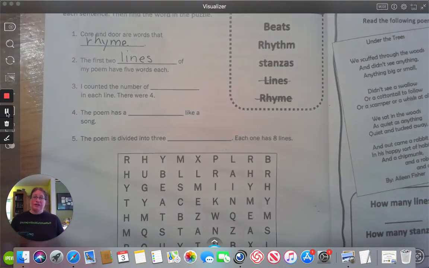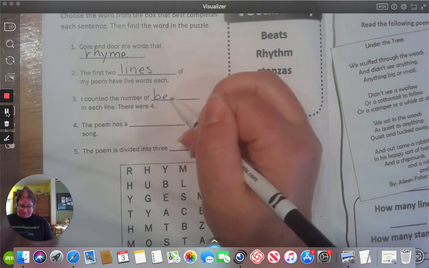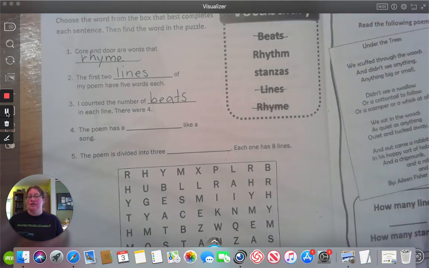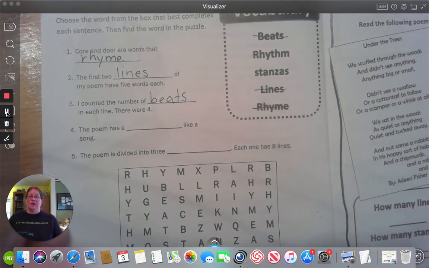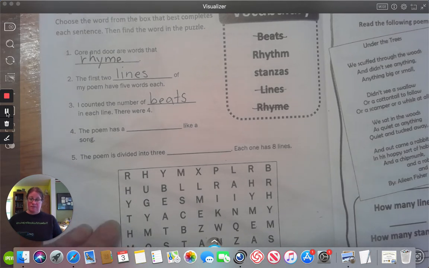So number 3, we're going to write the word beats. Remember, always go back and cross out the word you've used. Number 4, the poem has a blank, like a song, a rhythm, or a stanza. I'll give you a second. What do you think might be the correct answer?